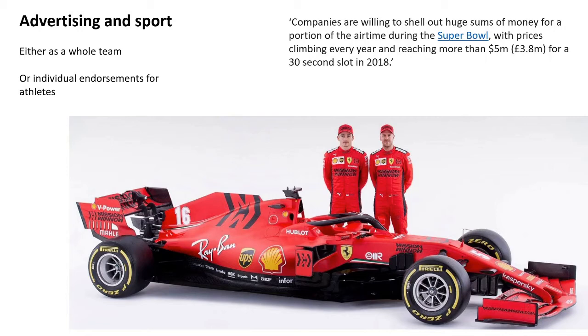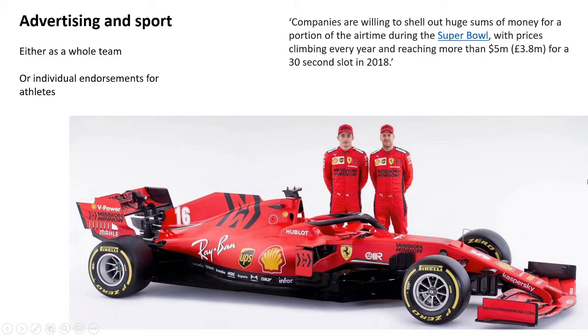I'll talk about F1 because it's a sport I'm a big fan of and I know quite a lot about. F1 is known for being the richest sport in the world and having the widest global appeal because it's raced all around the world, and it's a very rich sport. So if you look, this is the most recent Ferrari.